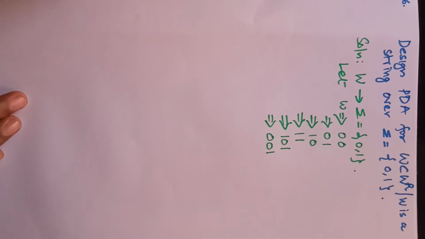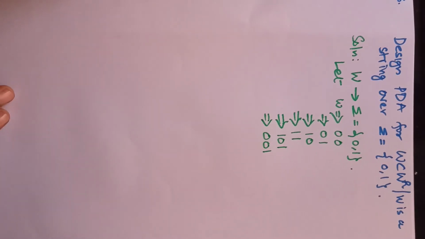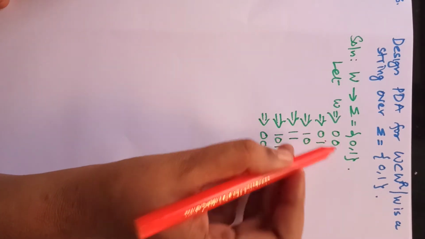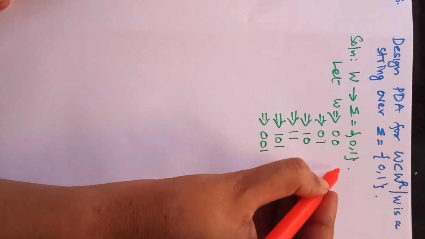Now we are going to design a PDA for WCW^R, where W is a string over sigma equal to {0, 1}. That means W is a valid string over the alphabet sigma equal to {0, 1}. So W can be, for example, 00. If it is 00, what will be the W^R?